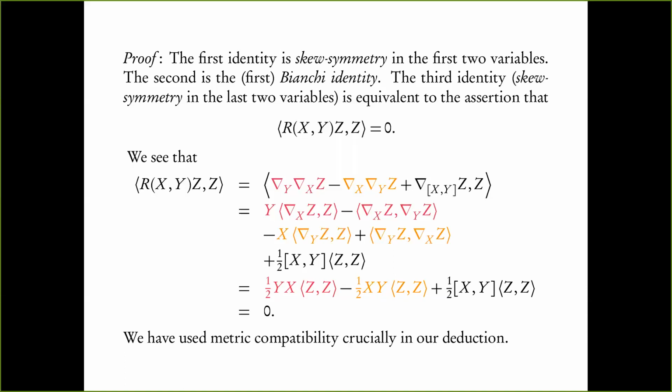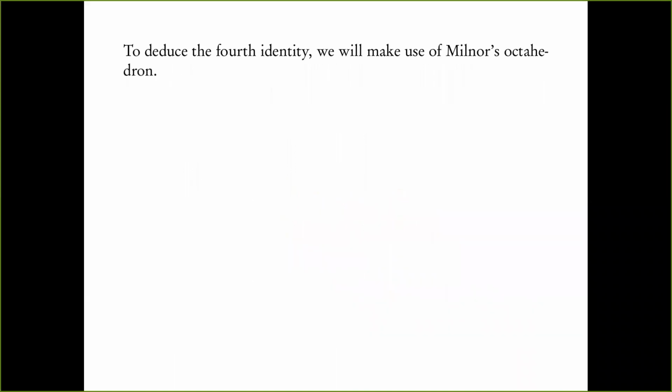Okay, so let me go on to the last thing then. To deduce the fourth identity, you can look up Do Carmo or any other book. I think it's essentially an algebraic manipulation. But let me introduce what's called Milnor's octahedron. It's a nice little trick, and as is the case with anything written and explained by Milnor, it essentially clarifies a lot of things which even differential geometers didn't know.